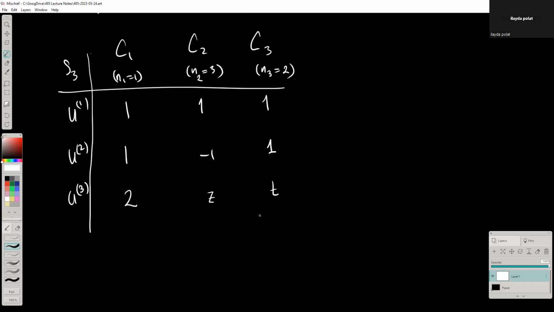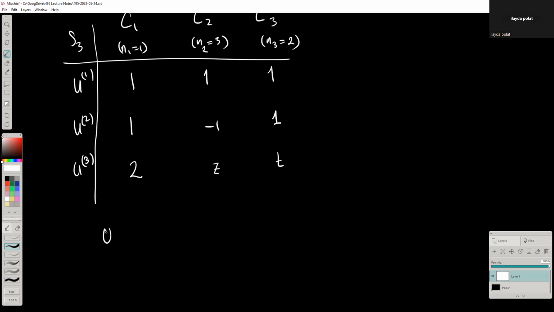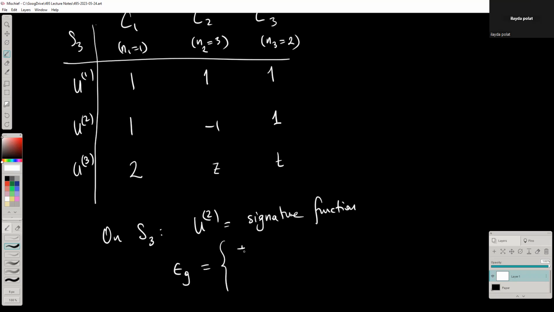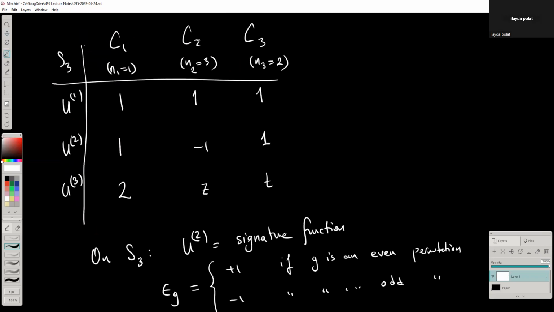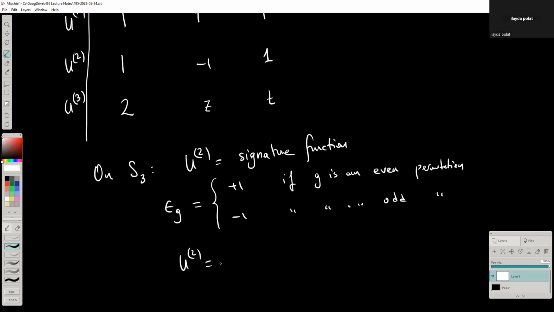Let's just note what's the meaning of U2. On the group S3, U2 is basically the signature function. I think I have shown this as the epsilon thing. So epsilon of g, I have defined as plus 1 if g is an even permutation, and minus 1 if g is an odd permutation. All the transpositions are odd, so this is the class of transpositions, and the signature gives you minus 1. All the 3 cycles and the identity are even, so their signature is equal to plus 1. That's the meaning of that. So basically, U2 is the same thing as this signature function.